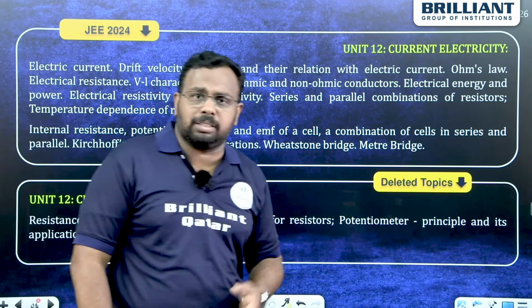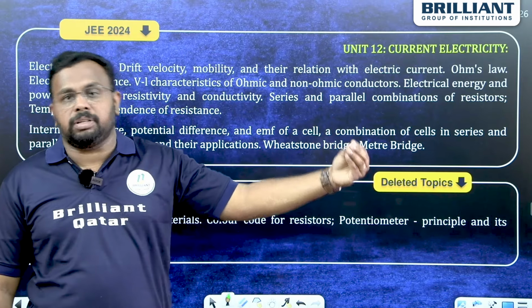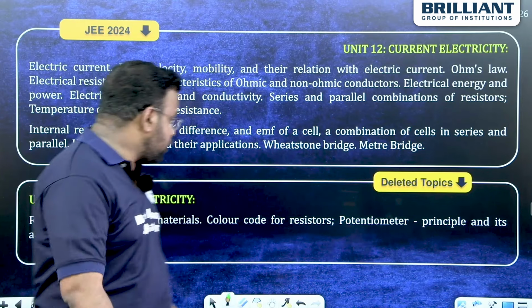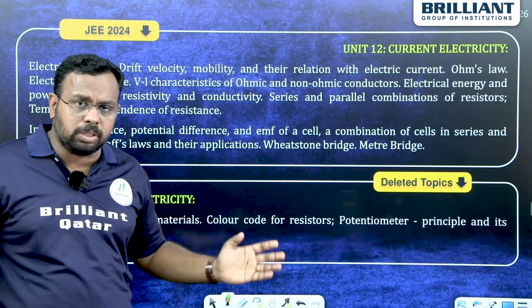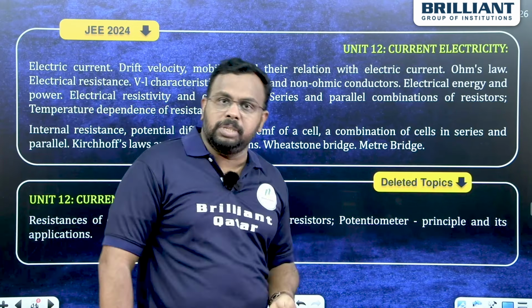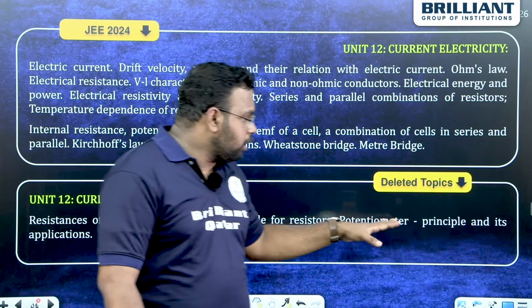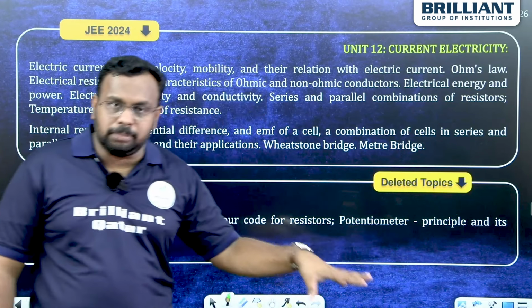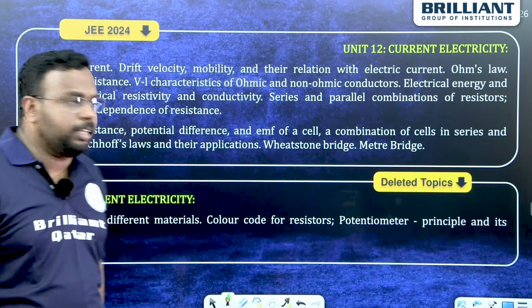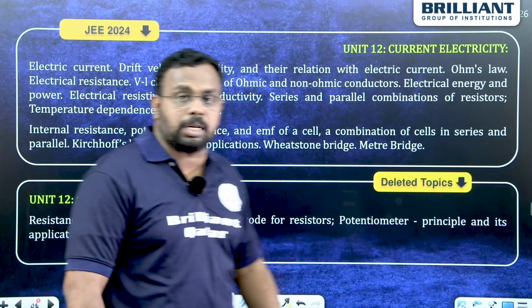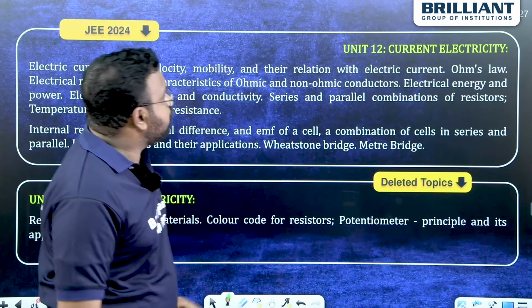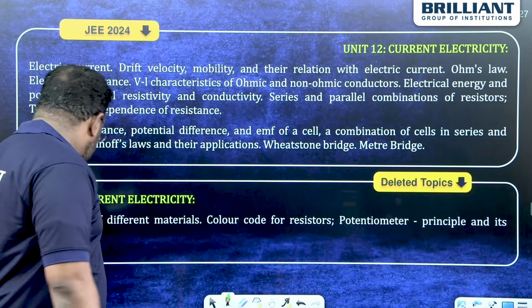Then the deleted topics are, you can see, resistance of different materials, so you know that resistance depends on many factors and different materials will have different resistivities, so that topic is deleted. Color code, how to determine the resistance using color code, it is not there, you can skip this. Potentiometer, you know that it's a complicated concept, but it is completely deleted. So no need to focus on that. These are the areas which you need to focus on from the chapter current electricity. All right. So that's all about Unit 12.